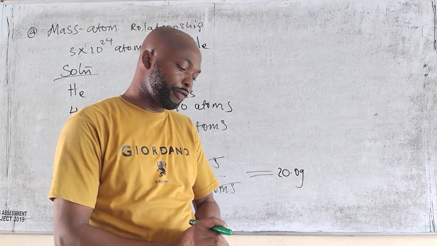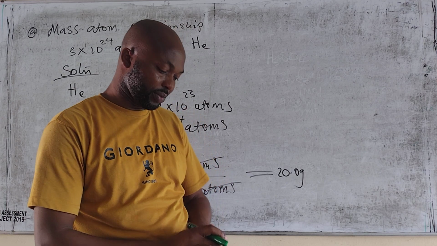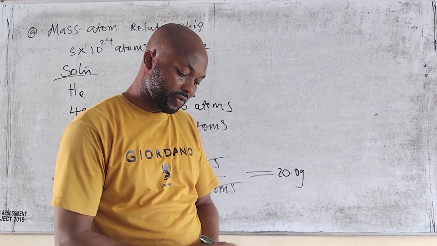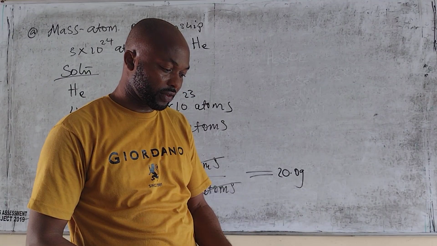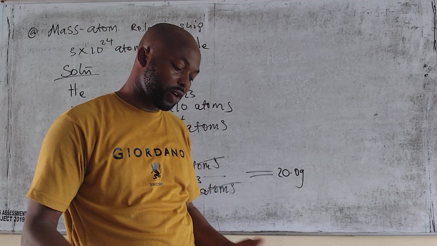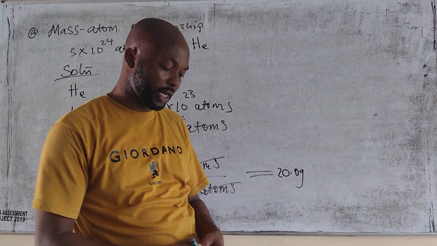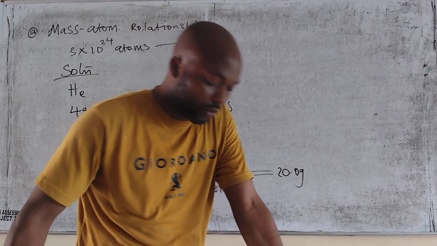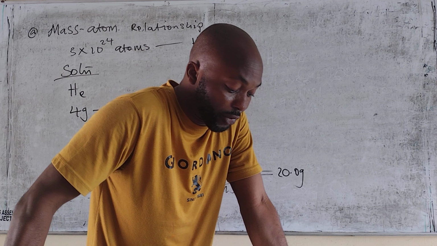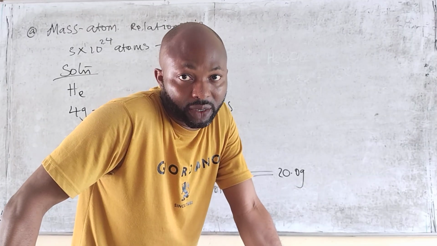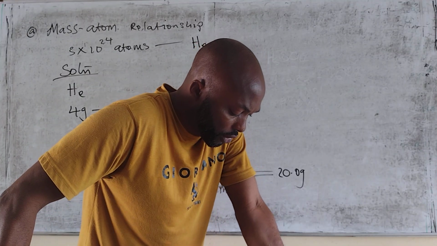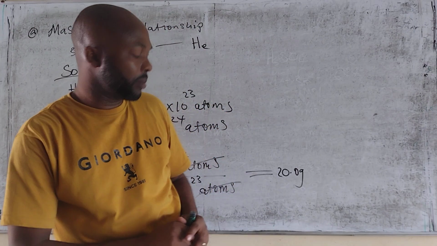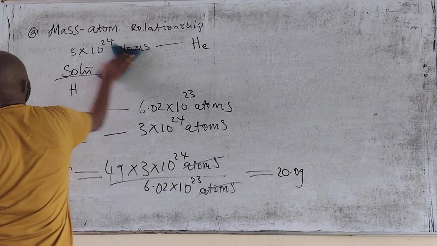Let's take volume-mass relationship. Let's just solve some volume-mass relationship, or mass-volume relationship, but let's take one. All gases, take note, occupy the volume of 22.4 dm³ at STP, standard temperature and pressure. So in volume-mass relationship, let me change this.